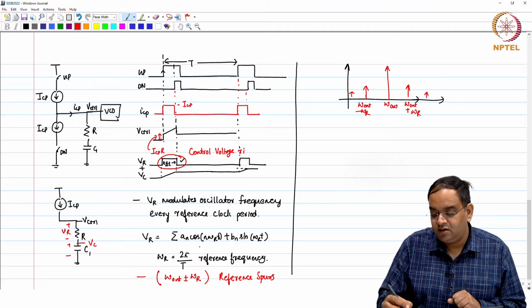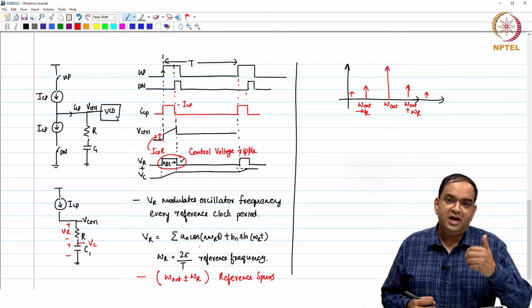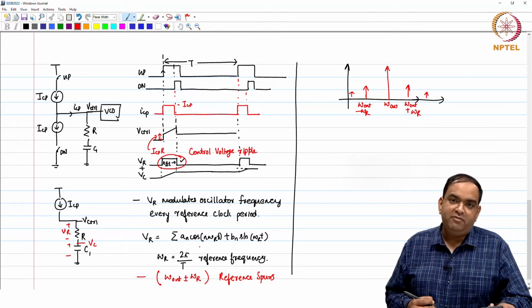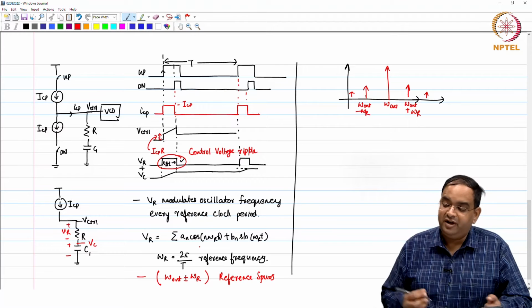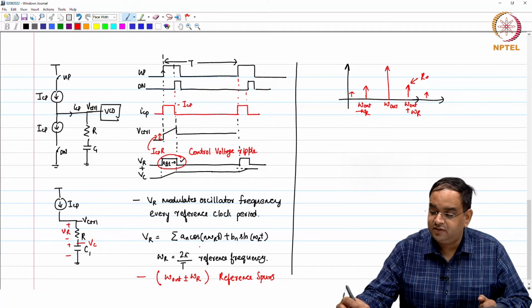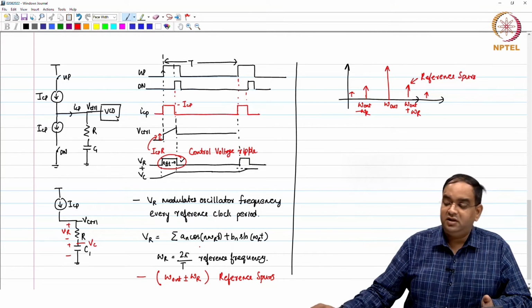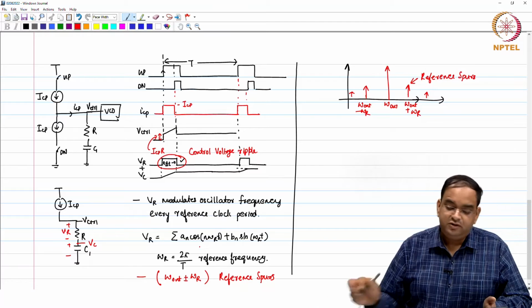Okay, it is a ripple at the control voltage. So, because of the control voltage ripple, we modulate the output frequency of the oscillator, and we have unwanted components in the form of reference spurs. If we know the problem, then it is really good, because we can find a solution.